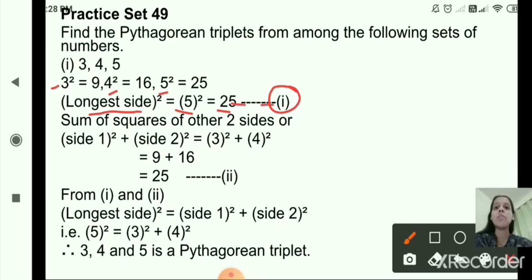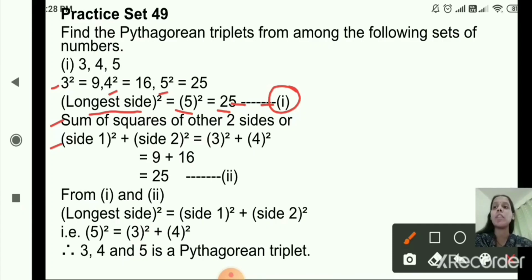Okay, now what is the next step? We'll write down the sum of the squares of the other two sides, or you can write down side 1 square plus side 2 square. Don't write both of these. You will write either the sum of squares of other two sides, or side 1 square plus side 2 square. First we'll find out the square of the longest side, then side 1 square plus side 2 square.